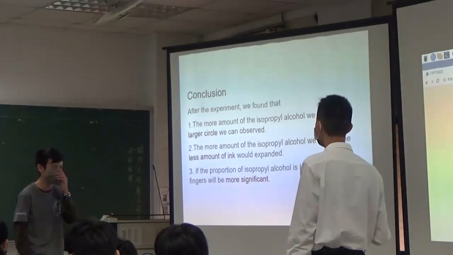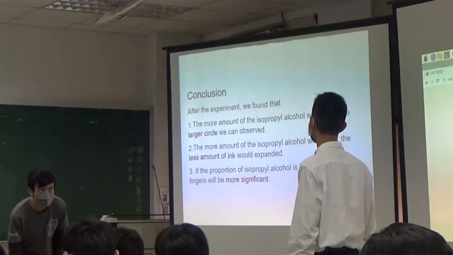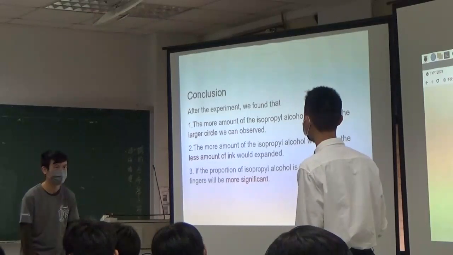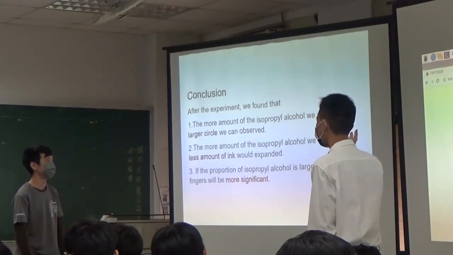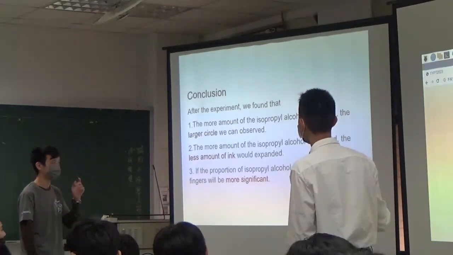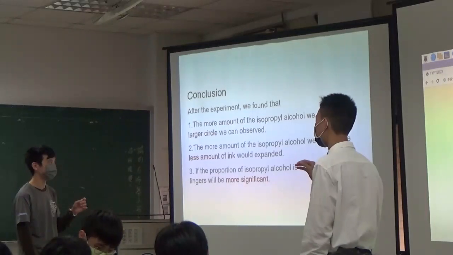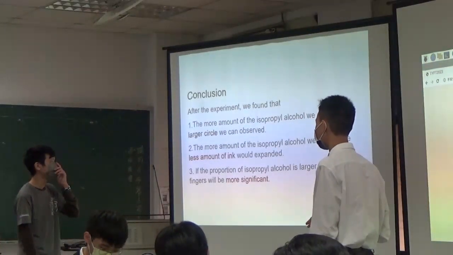Sorry, you say the more isopropyl alcohol, the larger circle we can observe. That's what you just said. You say the first one. So it just shows a larger circle. It has no connection with the fingers.